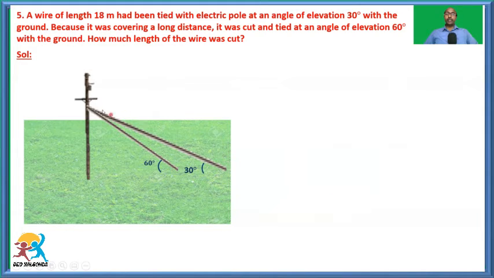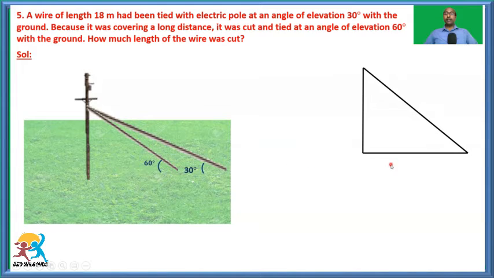Okay. At first, the length of the wire is 18 meters, and we don't know the length of the wire after cutting the wire. So if we know the length of the wire after cutting, then the difference between both the wires is the length of the wire was cut. Okay. So we have to find here the length of the wire after cutting.